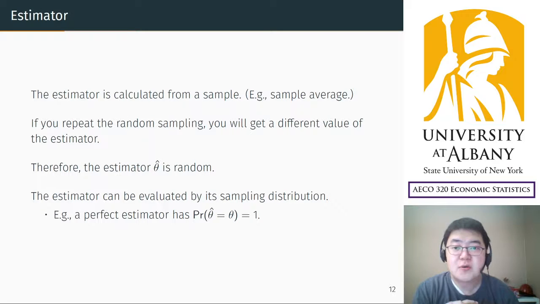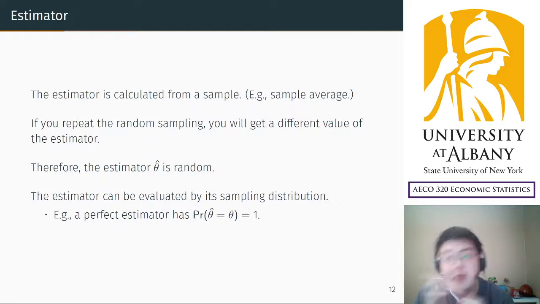Hello. So as I said at the end of the last video, there are a lot of possible estimators for any estimation problem. And then how can we tell what is a good estimator? The basic idea is from the randomness of an estimator.